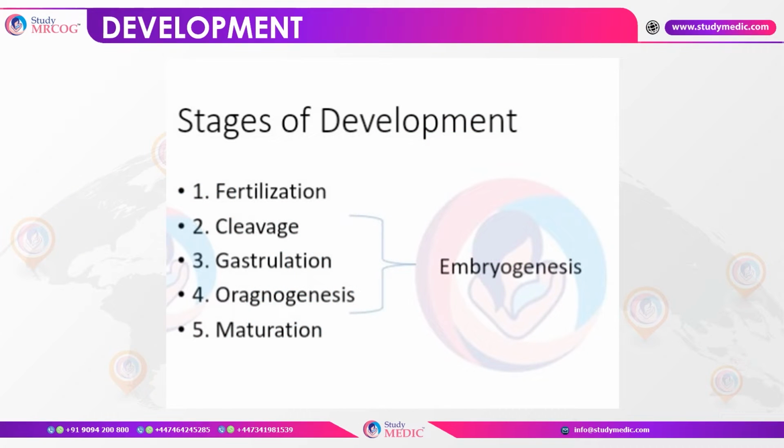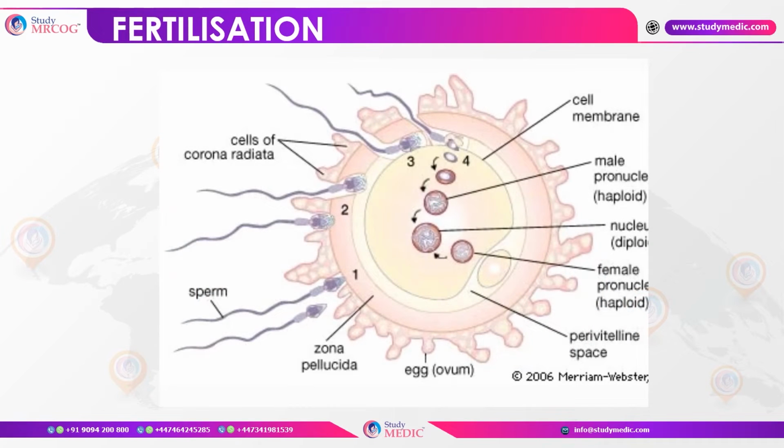Going to the stages of development, we have fertilization followed by cleavage, cavitation and organogenesis, which corresponds to embryogenesis, followed by maturation. In fertilization, what happens? We have sperm which is going to enter into the ovum, and there's fusion of the egg and sperm to form the zygote.